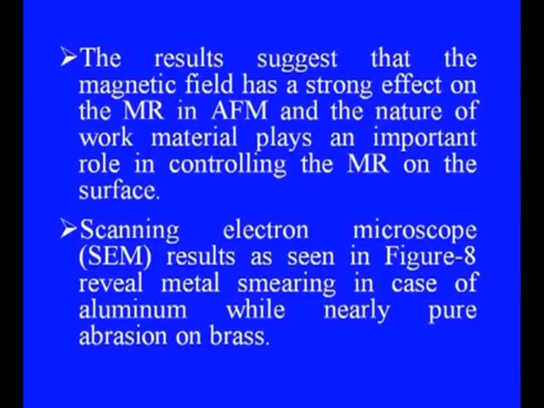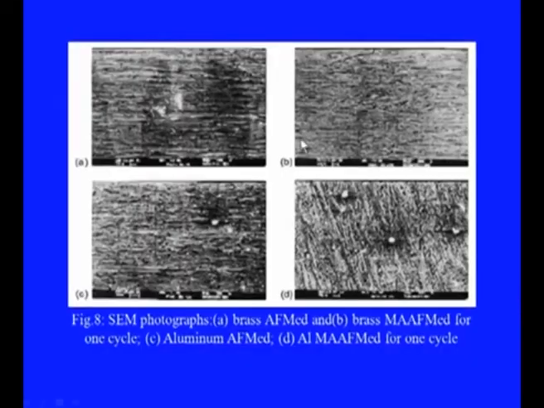The results suggest that the magnetic field has a strong effect on the material removal, and the nature of work material plays an important role in controlling the material removal on the surface. Scanning electron microscope results, as shown in the next figure, reveal metal smearing in case of aluminum, while nearly pure abrasion on brass. This we can see.